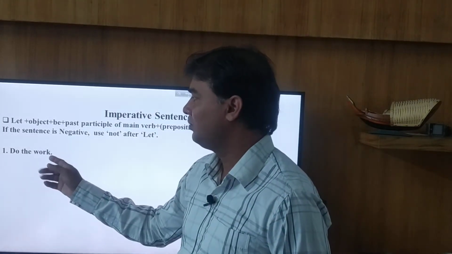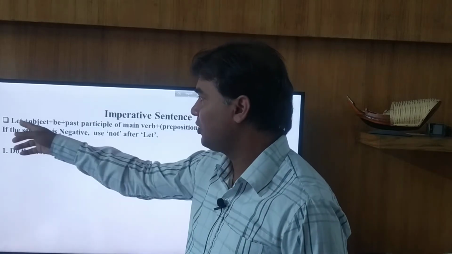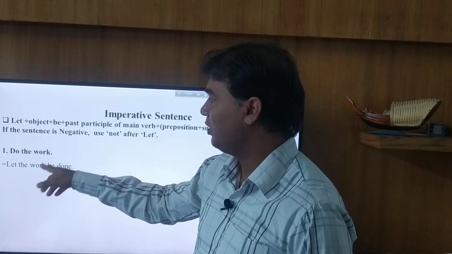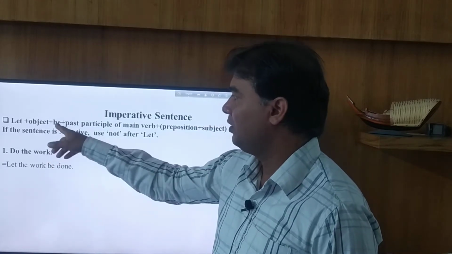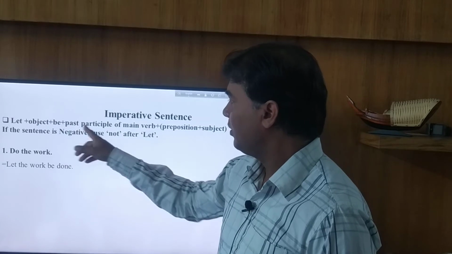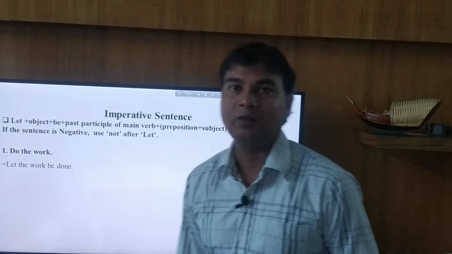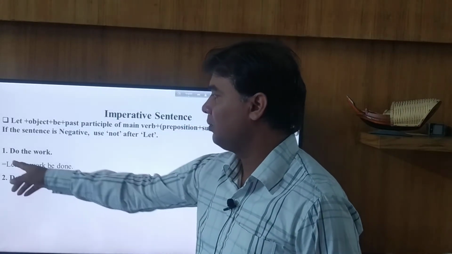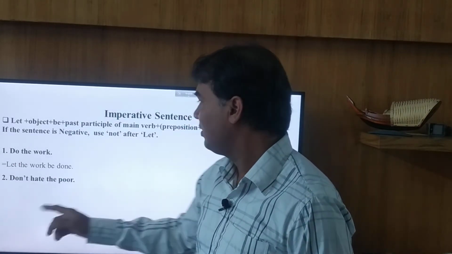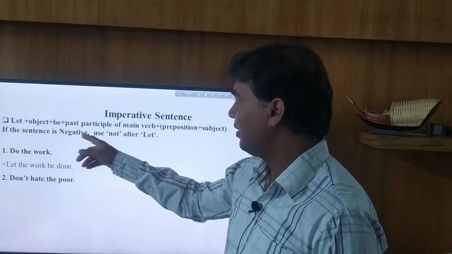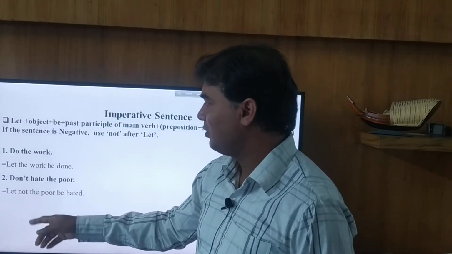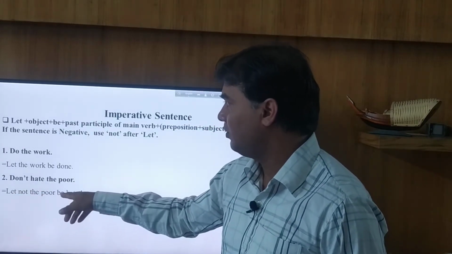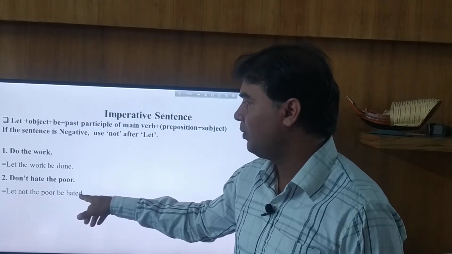Do the work. This is an imperative sentence. So first of all you need to write let, then the object, here the object is the work, let the work, then be, then the past participle of the main verb, done. Don't hate the poor. First of all you write let, and if the sentence is negative, use not after let. So you write let not, then the object the poor, then be, and then the past participle of the main verb, hated.